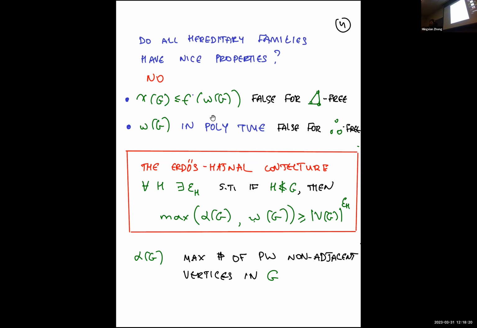And why is that huge? Well, because in a random graph, all you get is log of the number of vertices. So in general, there are graphs where this maximum is log of the number of vertices, but if you forbid anything, then suddenly it becomes polynomial in the number of vertices. So this is really qualitatively different behavior. Okay, so far we saw that some hereditary families are nice, some hereditary families are really not nice, and this conjecture gives you a way in which maybe all hereditary families are nice.